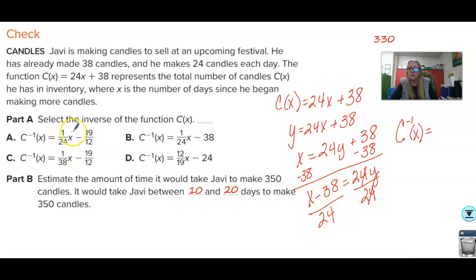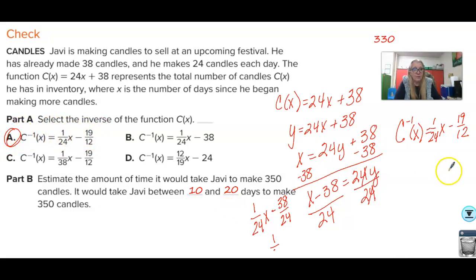Oh, they've written it in slope-intercept form, so we're going to have to go a step further here. We're going to have 1/24 x, and then we have minus 38 over 24. That's going to reduce, at least that divides by 2. So that would be 19 over 12. So 1/24 x minus 19 over 12. Do we see that over there? Oh yeah, here we go. 1/24 x minus 19 over 12. Hey, winner, winner, chicken dinner.